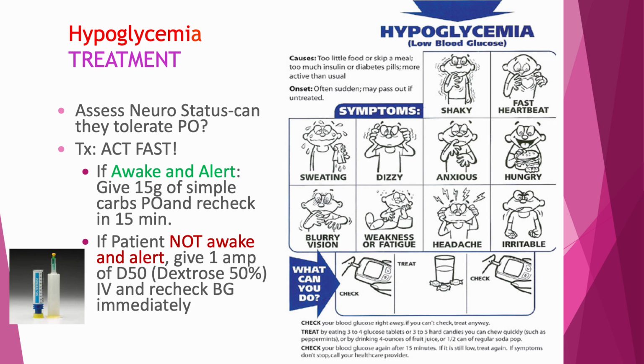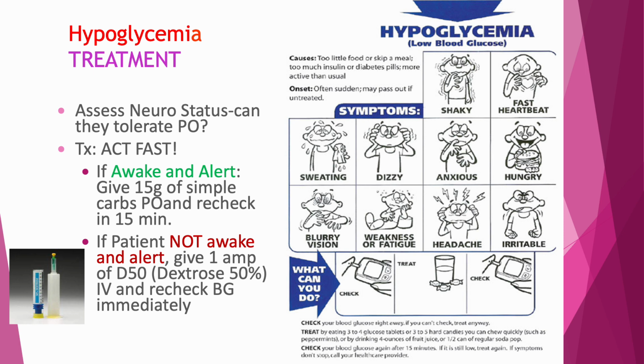So you want to first assess their neural status. Can they tolerate PO? If they are awake and alert, then give them 15 grams of some simple carbs. This can be a small juice box, a small apple juice, sugar. And then after 15 minutes, check their sugar again. And their sugar should be higher. If they are not awake, or if they can't tolerate anything PO, then you want to give them 1 amp of D50, dextrose 50% IV.